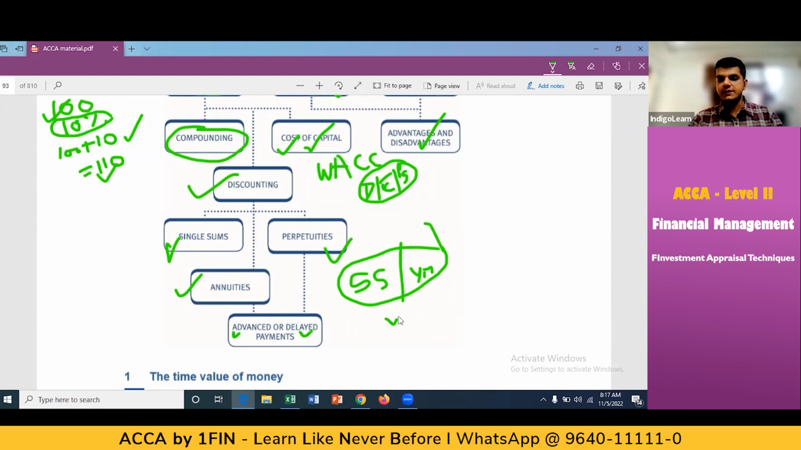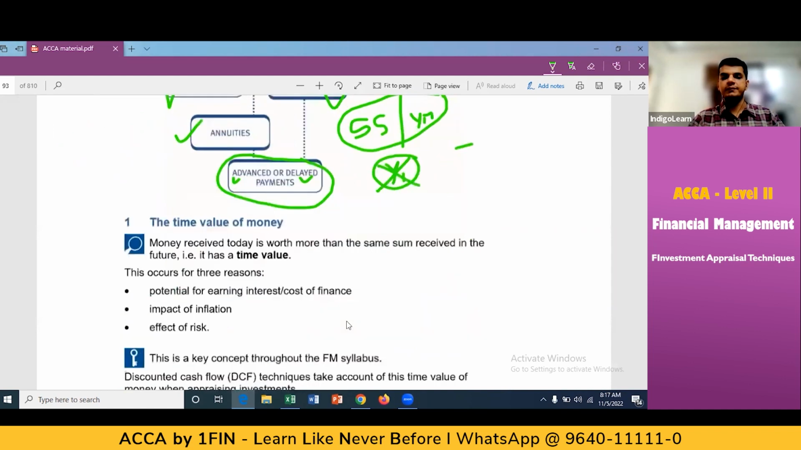The general assumption which we take is that we receive cash at the end of the year. So if nothing is given in the question, then you have to take this assumption. If something is given, suppose the payment starts immediately or at once, then obviously it is not true. Then we have to take advance payment or delayed. Delayed means payment doesn't start from year 1, it starts from year 5. Then obviously we have to discount it back to year 0 by taking the sum till year 5 and then putting the discounting factor. So we'll see how to calculate the advanced or the delayed payments.